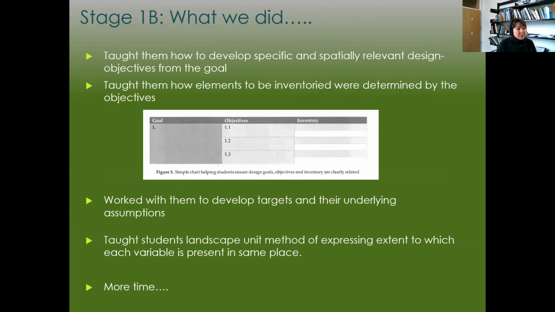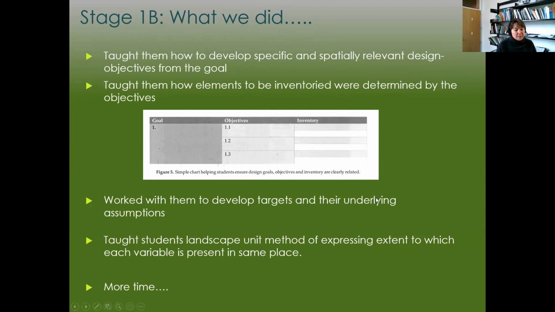So this is what we did about it. We taught them how to develop specific and spatially relevant design objectives from the goal. We gave them this little chart, so they had to relate the goal with the objectives to make sure the objectives met the goal and identify inventory for meeting each objective, which helped them organize themselves and directed them as to what they needed to do.